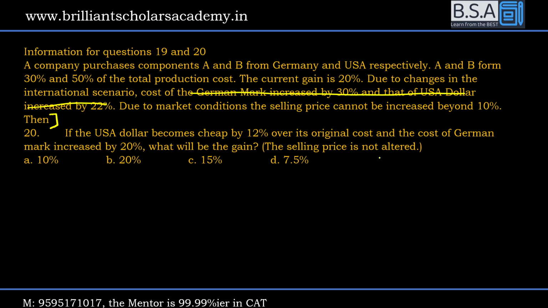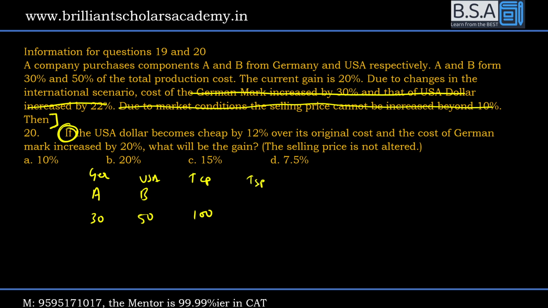Selling price is not altered. In the earlier case, you were changing the selling price also. Now, the selling price also is not altered. This question is giving you a new condition. If the US dollar becomes cheaper by 12%. So here, A was costing rupees 30. 30 was the German part. B was the USA part, which was costing 50. Total cost price was rupees 100 according to our assumption.